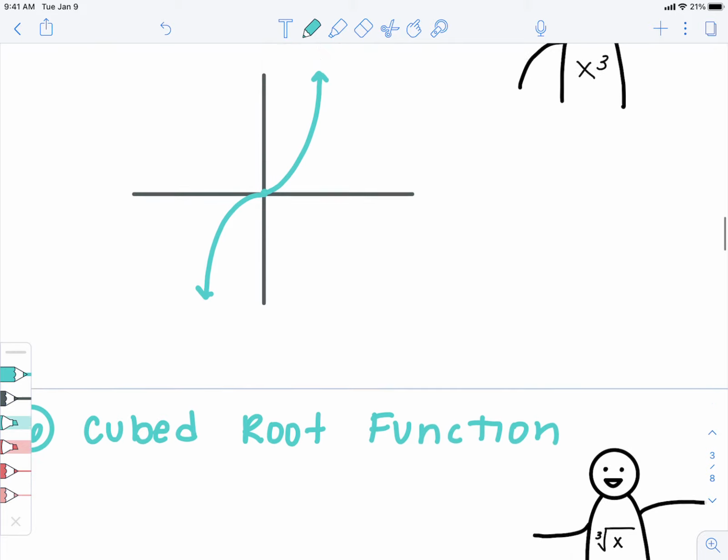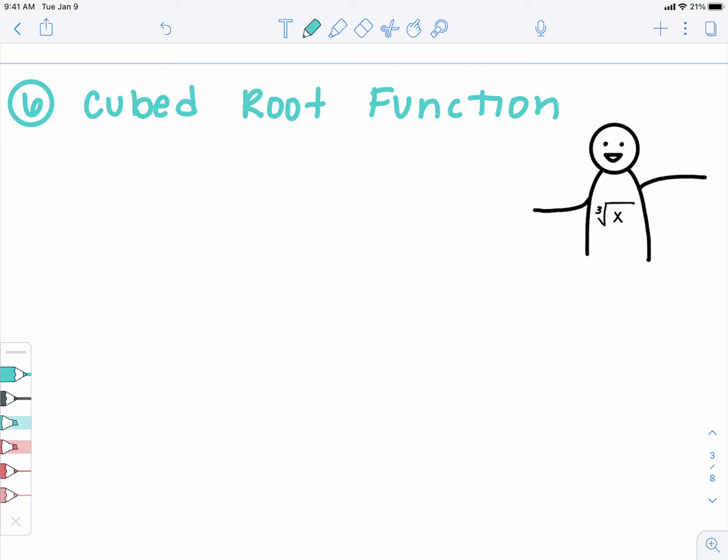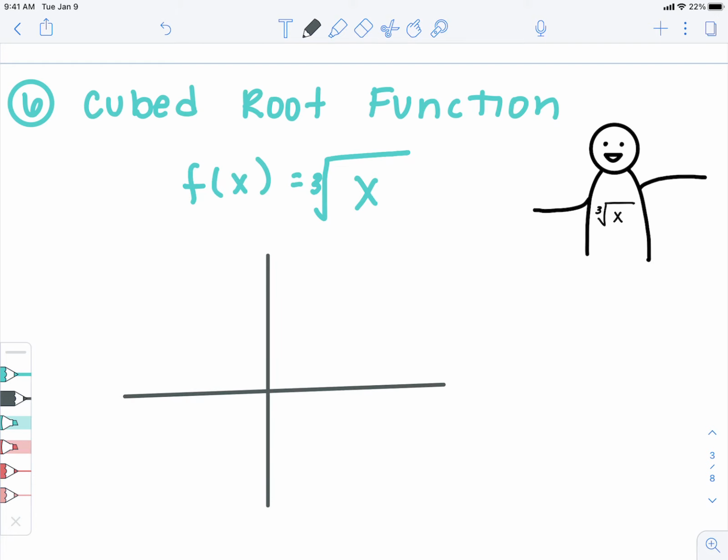Then the inverse, or opposite, of a cubic function is the cube root function. That's f of x equals, do you remember how we denote cube root? Yeah, that little 3. It's also on the screen, right? A little 3 and then the cube root of x. This one's graph looks like I took the cubic function and just tipped it on its side.